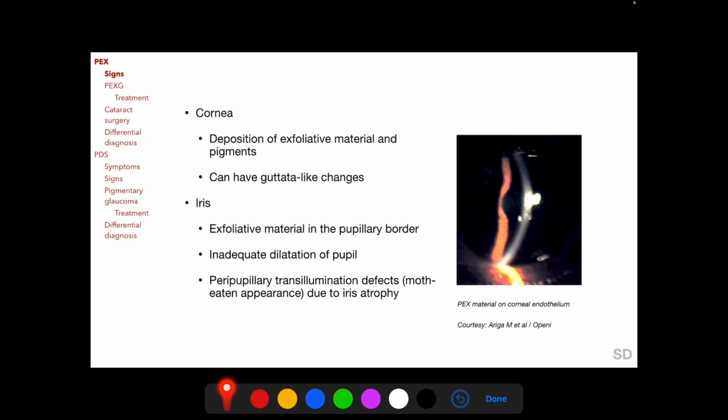As we have discussed, exfoliative material is seen in the pupillary border of the iris, and inadequate dilatation of the pupil is one of the characteristic features of this entity and is very important to remember. And peripupillary iris transillumination defects, which have a moth-eaten appearance, are found in pseudoexfoliation syndrome but may be difficult to observe in eyes with thick brown iris. In contrast, the iris transillumination defects in pigment dispersion syndrome are mid-peripheral and spoke-like. I could not find a non-copyrighted image of peripupillary transillumination defects, and please look up one on the net.